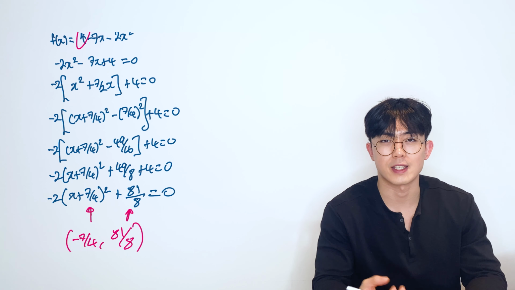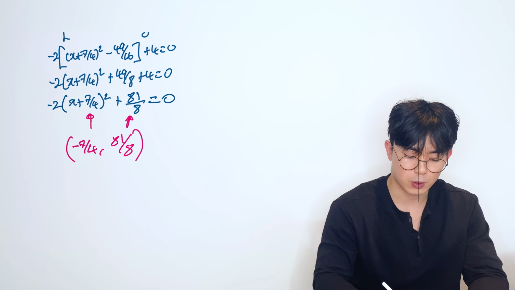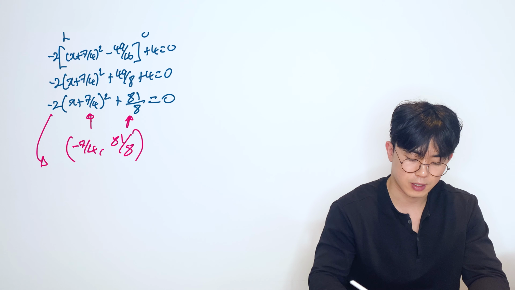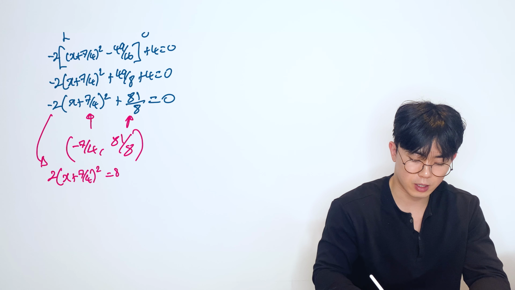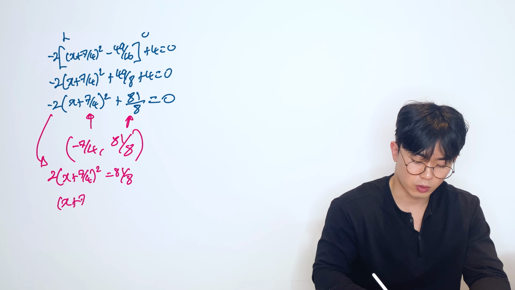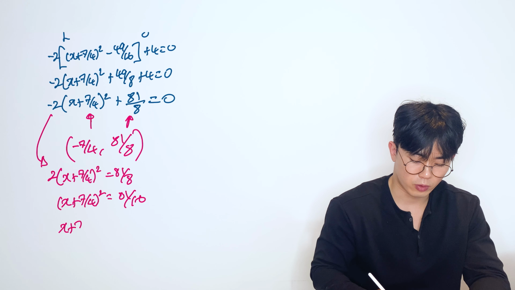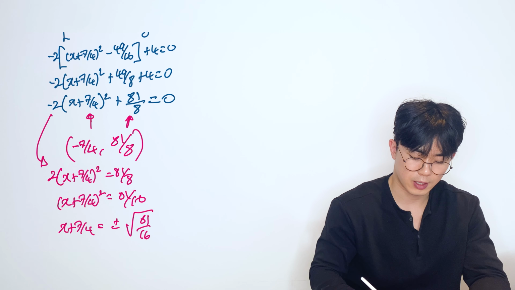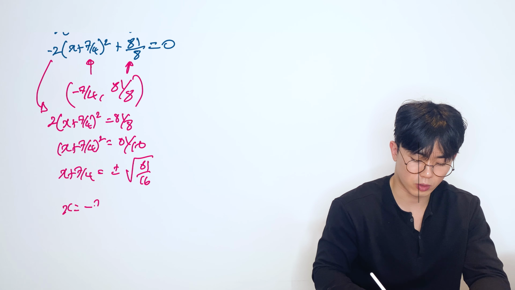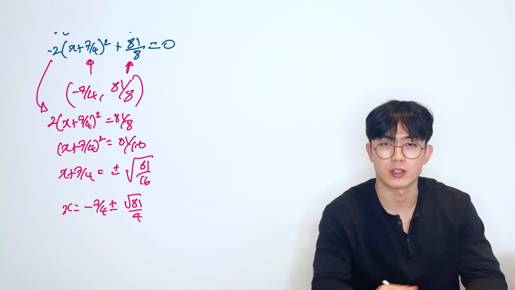Now all we need to do is find the x values, or the roots, where it crosses the x-axis. Because I've completed the square, I can just rearrange for x, right? So I can say that 2 times x plus 7 over 4 squared is equal to 81 over 8. X plus 7 over 4 squared is equal to 81 over 16. X plus 7 over 4 is equal to plus or minus the root of 81 over 16. And therefore x is equal to minus 7 over 4 plus or minus the root of 81 over 4. So now this tells me the x coordinates of where it crosses the x-axis.